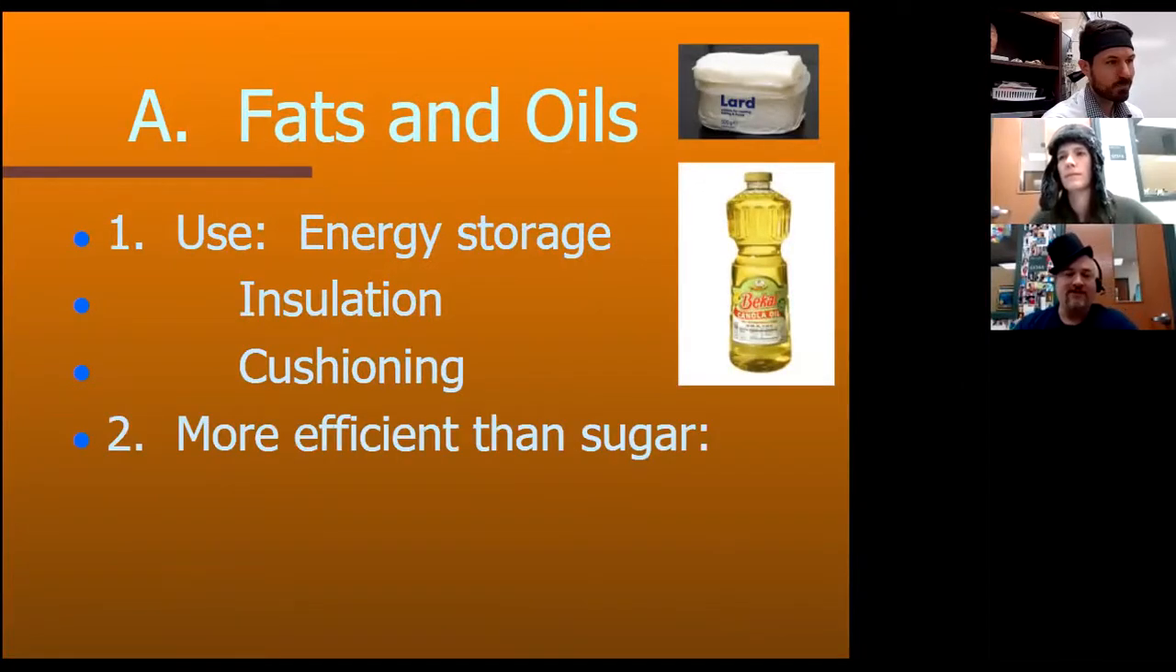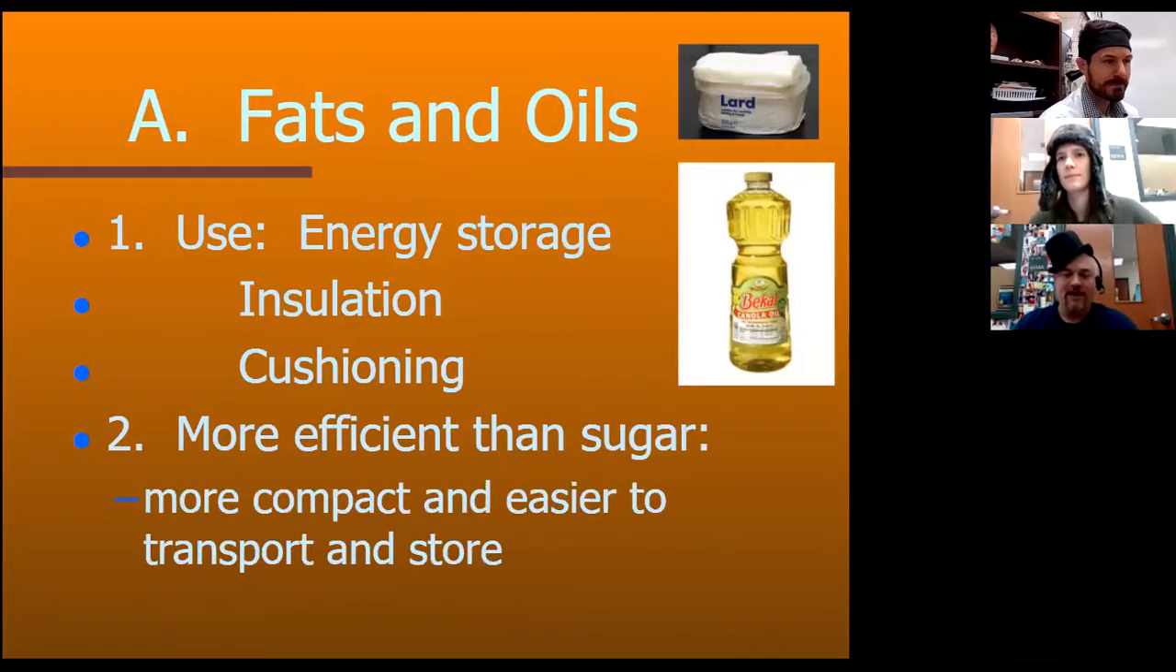As far as energy storage, fats and oils are significantly more efficient than sugar. Now, sugar has tons of energy stored in the chemical bonds that hold it together between all those carbons, hydrogens, and oxygens and that ring structure of glucose, which is great, but it's kind of bulky. Fats are much more compact. We'll show some graphics of those later, but they really pack their chemical bonds into a tight, small space.